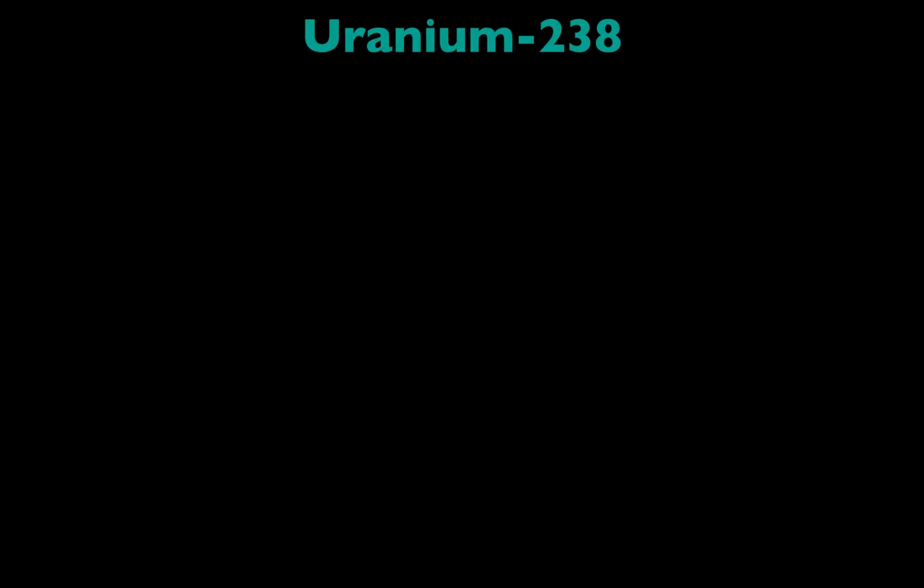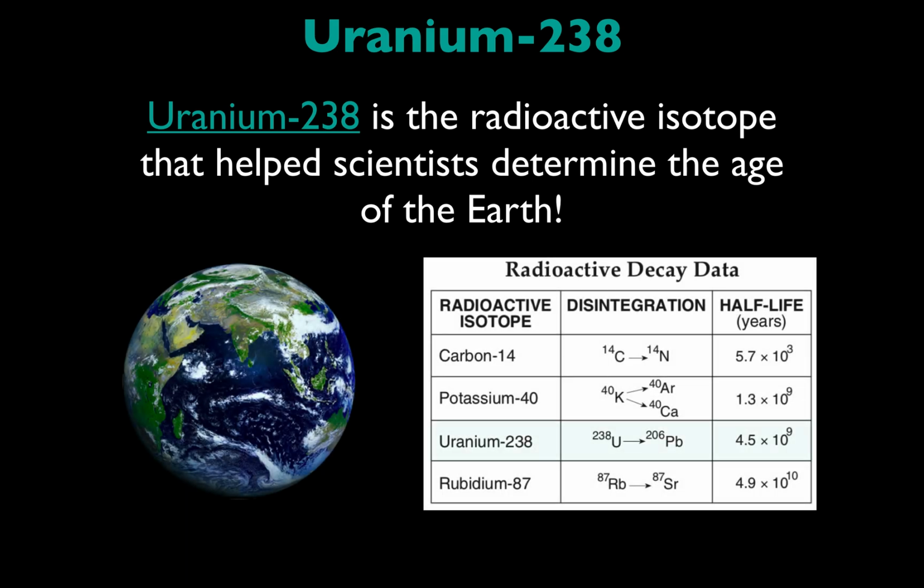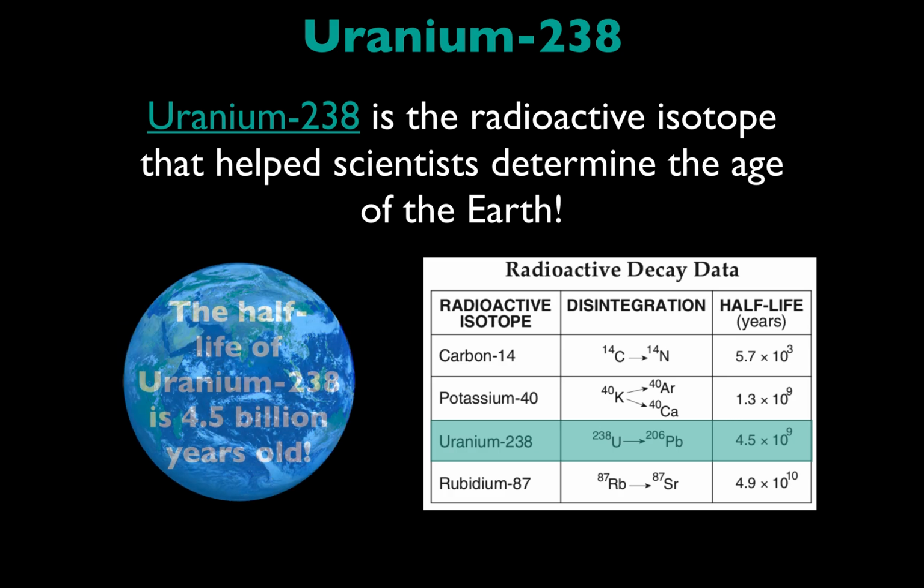Now, uranium-238 specifically is really important to us. This is the radioactive isotope that scientists use to help determine the age of the Earth. So scientists find really old rock samples or even meteorite samples, and they can determine based on the uranium-238 within the sample how old the Earth is. So specifically, uranium-238 has a half-life of 4.5 billion years. That is not a coincidence because the age of the Earth is 4.6 billion years.